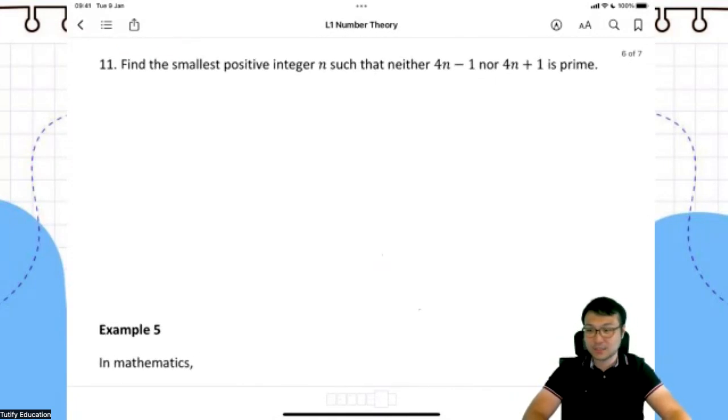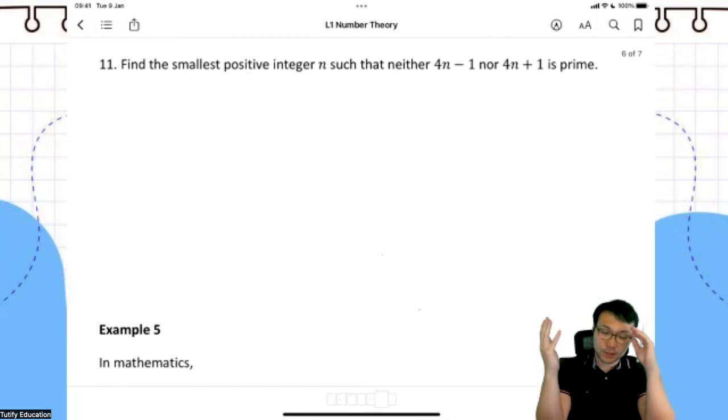Okay, take a look at this question. They want us to find the smallest positive integer n such that neither 4n minus 1 nor 4n plus 1 is going to be a prime number. We do not know what is n.